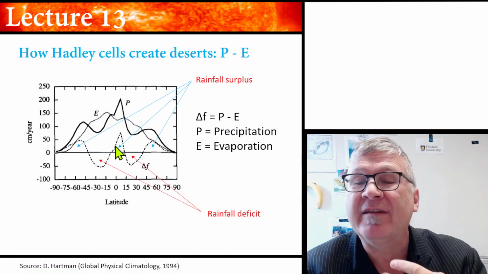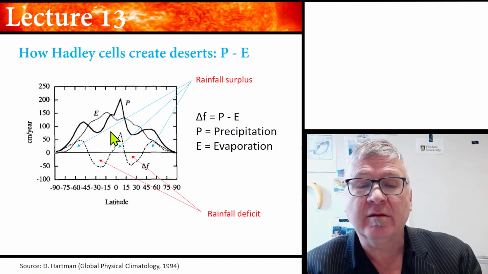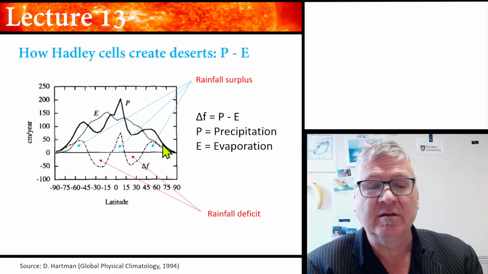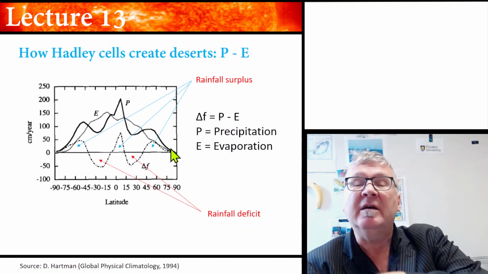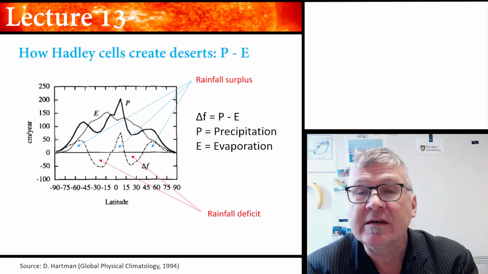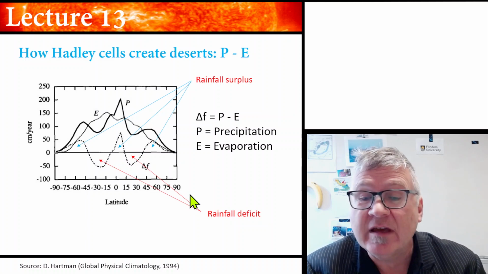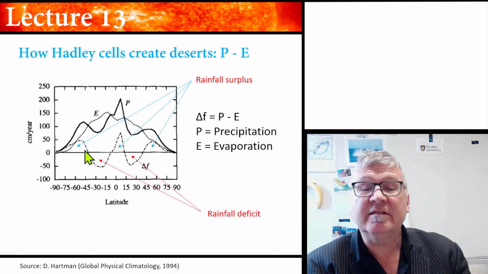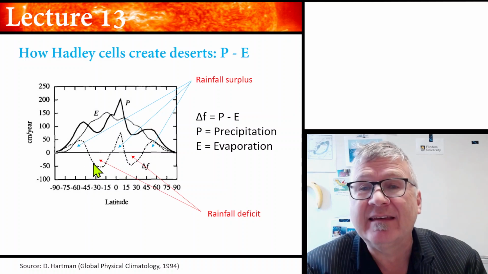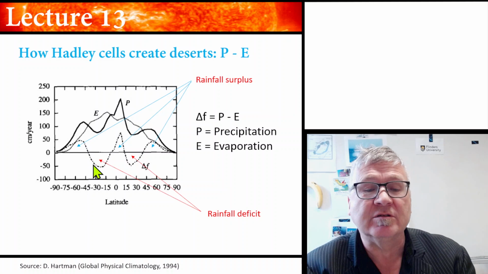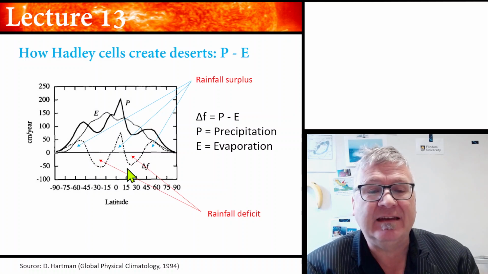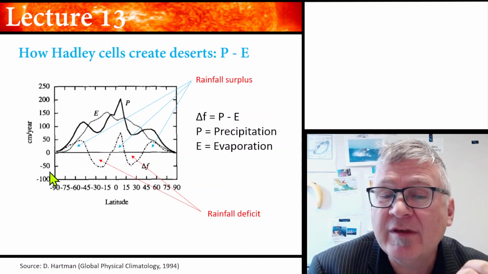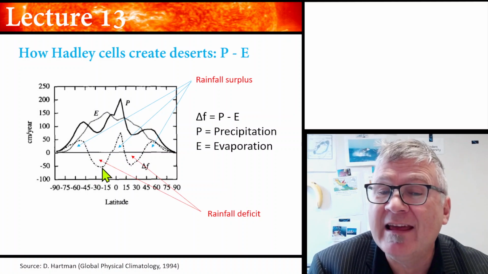So you have regions where you have an excess of rainfall, and you get it near the equator, and you get it at mid-latitudes, around 60 degrees north and south. And you have regions where you have a deficit. You're losing water to the atmosphere. It's a rainfall deficit. This is where the atmosphere gains water from the oceans, and it's between 15 and 45 degrees, something around that, in both hemispheres. And these are the dry regions over land.